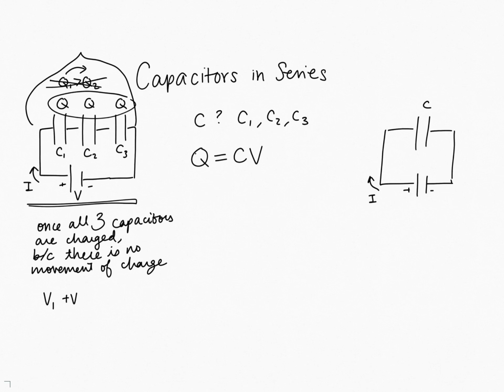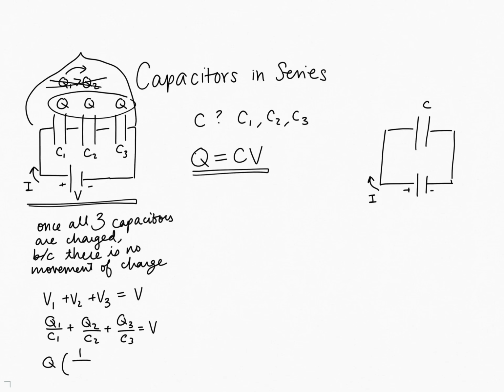So we have namely that V1 plus V2 plus V3, which is the voltage across each of the capacitors, must equal the total V. And since we know that Q equals CV, V is just Q over C. So we have Q1 over C1 plus Q2 over C2 plus Q3 over C3 equals V. Since all the Q's are the same, we can take it out to find that Q times 1 over C1 plus 1 over C2 plus 1 over C3 is equal to V.